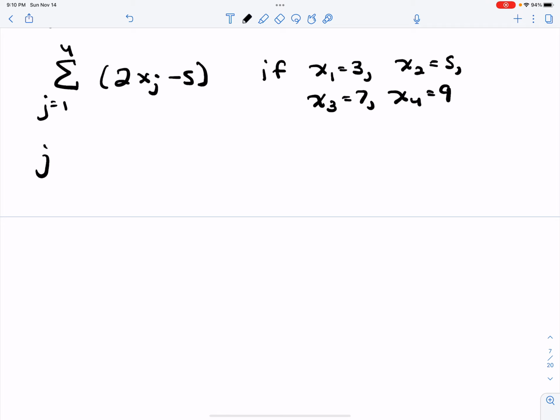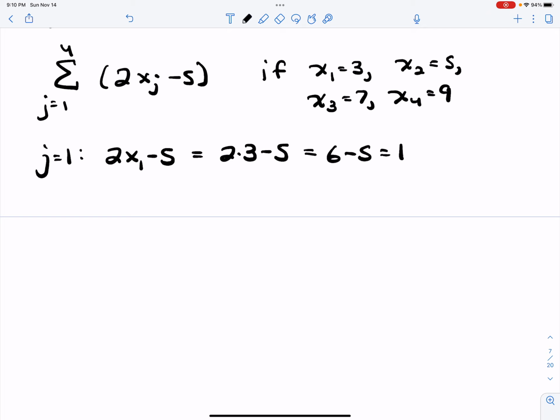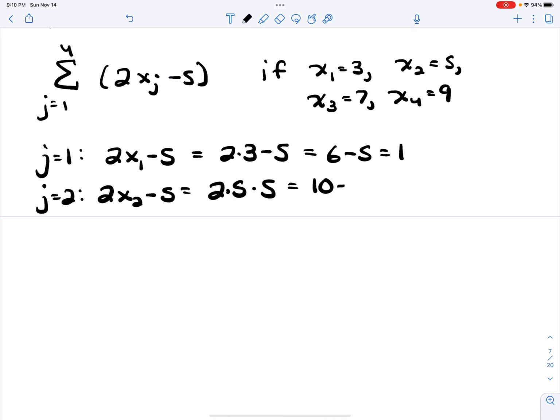Okay, so when j equals 1, that's 2x sub 1 minus 5. Well, we know x sub 1 is 3, so that's 2 times 3 minus 5. 6 minus 5, which is 1. When j equals 2, that's 2x sub 2 minus 5. Well, we know x sub 2 is 5. 2 times 5 minus 5. So 10 minus 5 is 5.